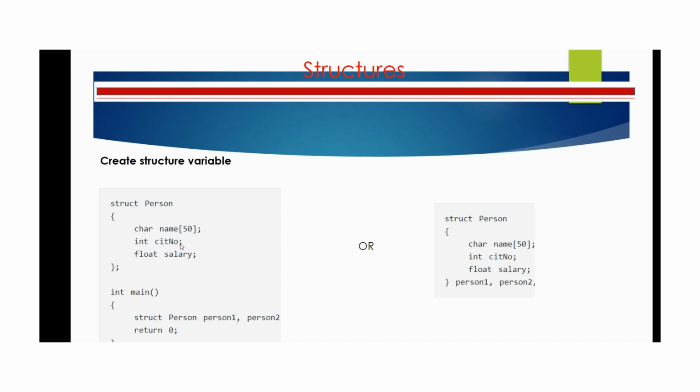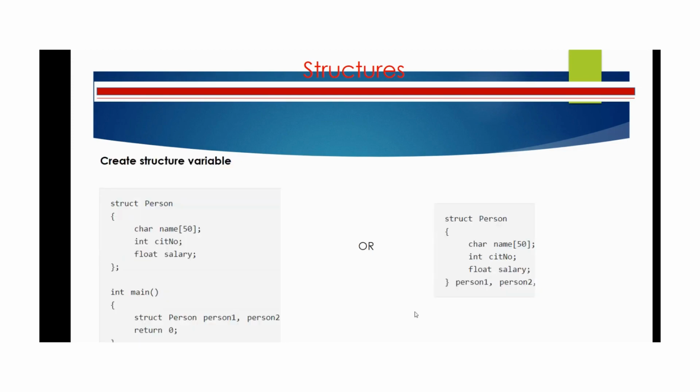There are two methods to create a variable with struct type. The first method, you come to int main, you create your struct person, you give the type, and you create your variables. For example, here, person1 and person2. Or you come here, after writing the struct, and you write person1 and person2. It's the same. It's up to you. Okay?